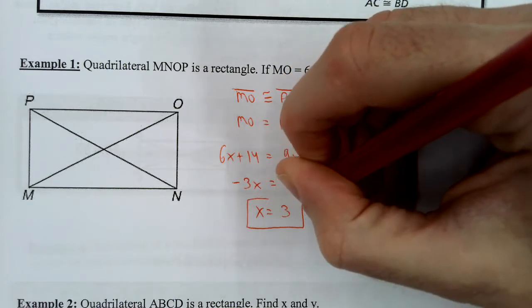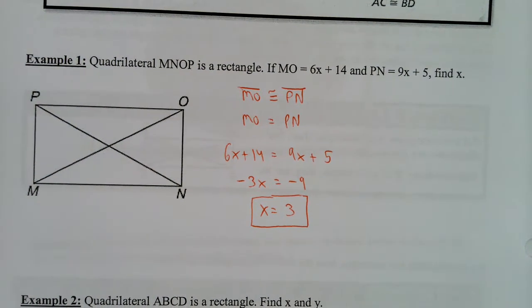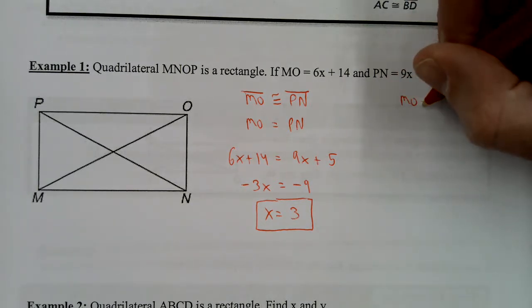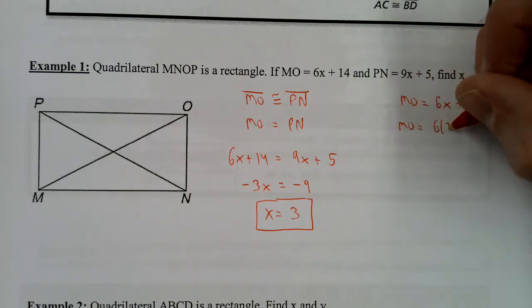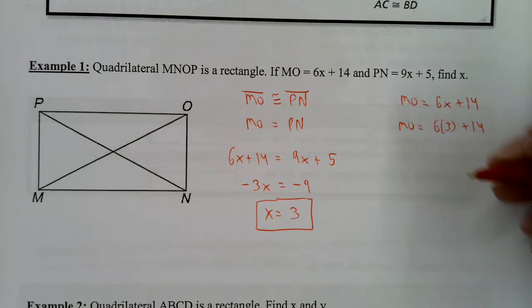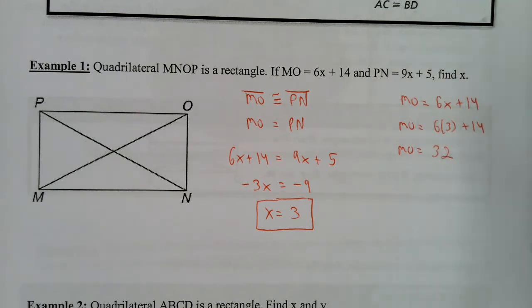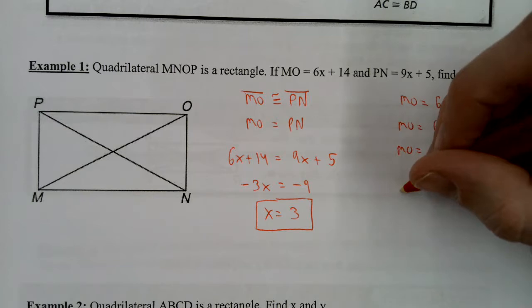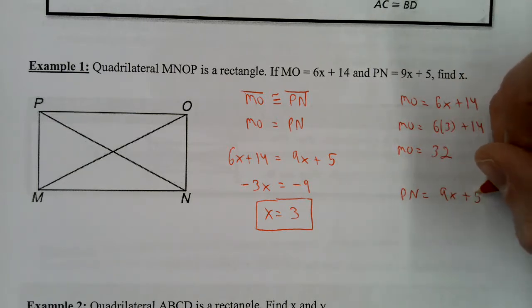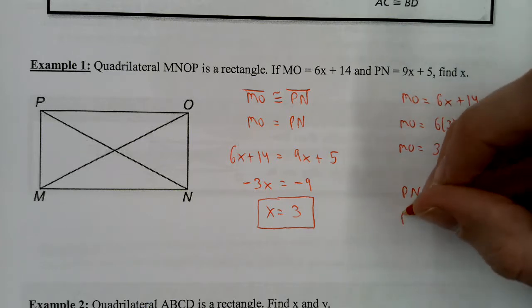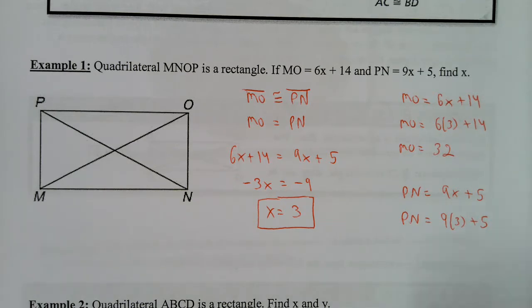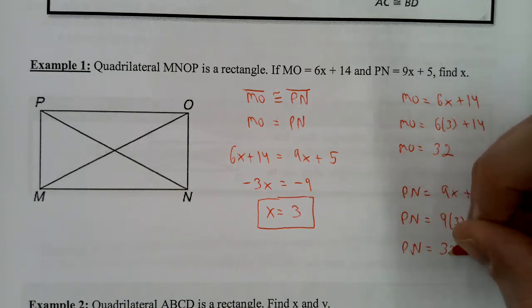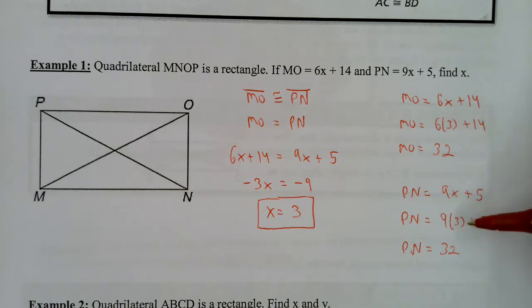But let's just double check the answer to make sure we did it right. Let's get each diagonal. So MO equals 6x plus 14. So 6 times 3 plus 14. 18 plus 14 is 32. Now let's also get PN. PN is 9x plus 5. So 9 times 3 plus 5, because x is 3. 9 times 3 is 27, plus 5 is 32. So you can see it works because the diagonals are the same, 32 and 32.